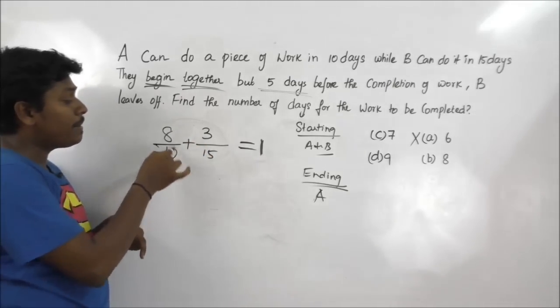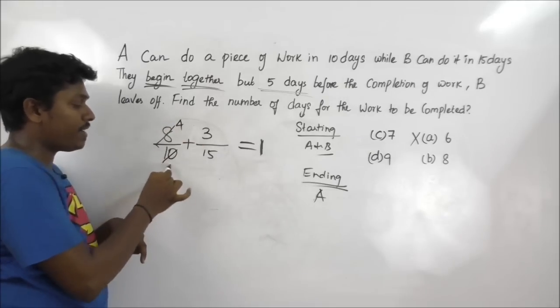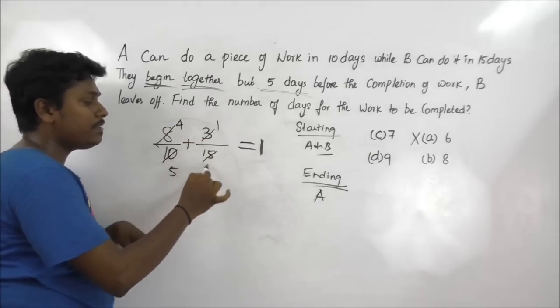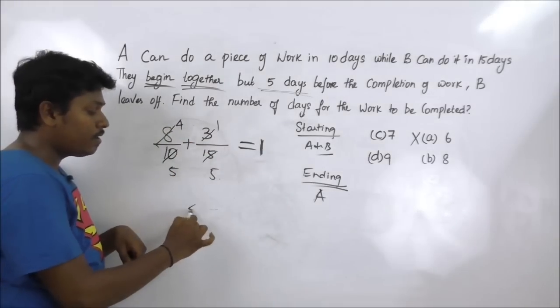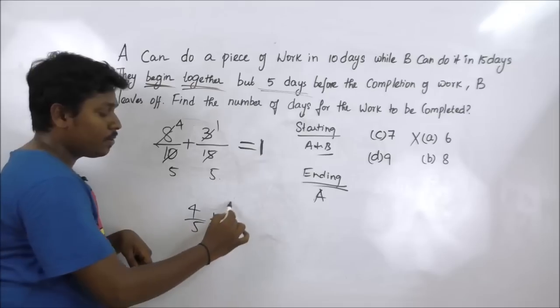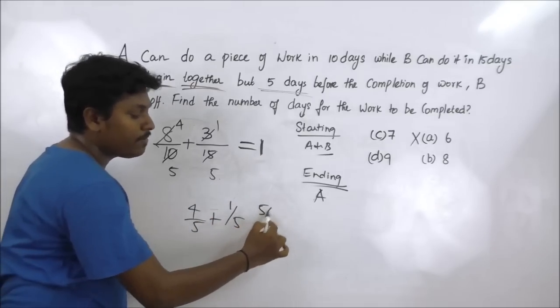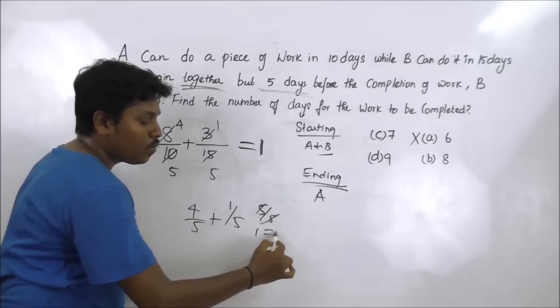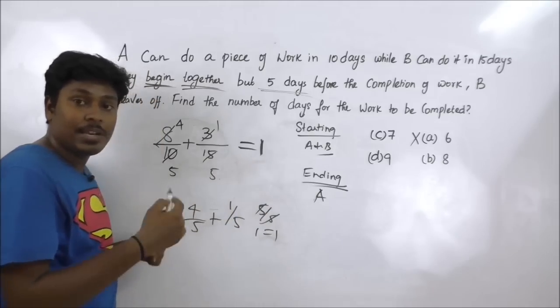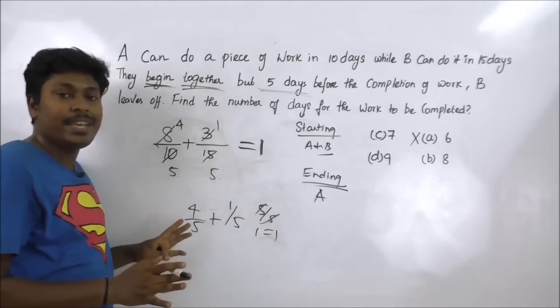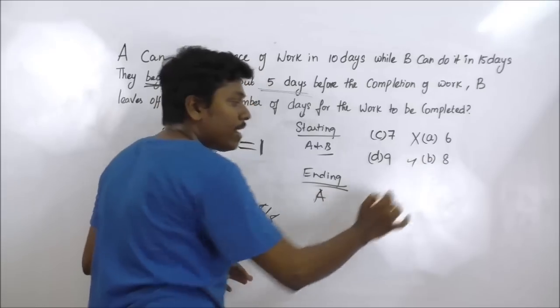Just cancel and see by the 2 table. 4 2s are 8, 5 2s are 10. Right? 1 3 is 3, 5 3s are 15. So we got 4 by 5 plus 1 by 5. 4 by 5 plus 1 by 5 is equal to 5 by 5. 5 by 5 is 1. So 1 is equal to 1. LHS equals RHS. So definitely we can say that option B will be your answer.